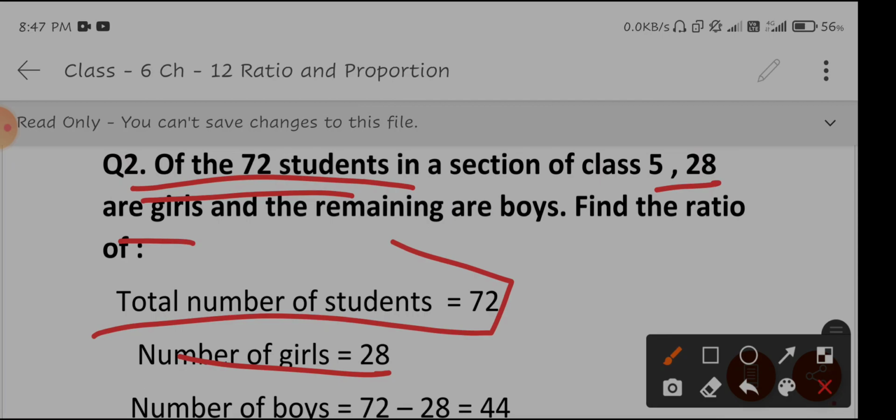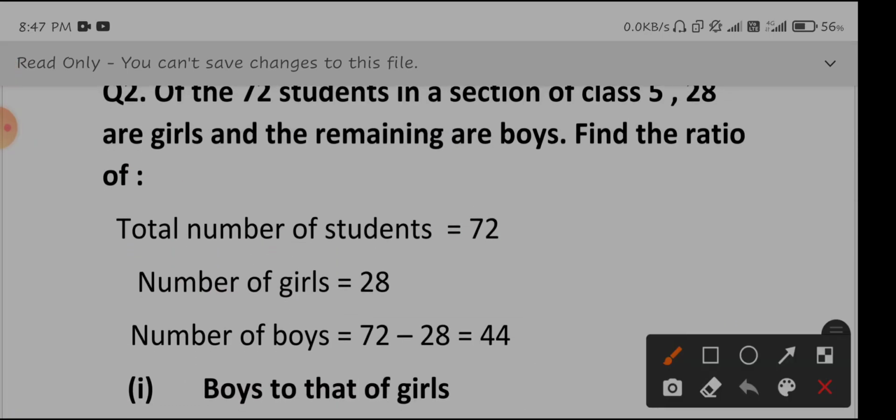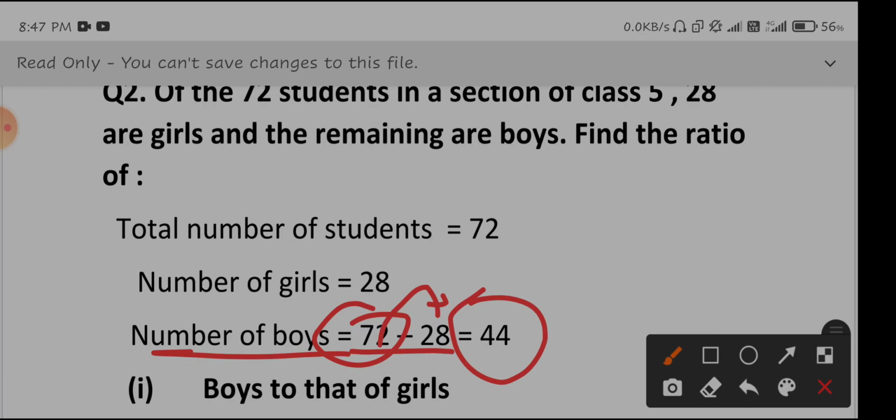अगर टोटल 72 है उसमें से 28 गर्ल्स है तो बॉयज़ कितने होंगे? हाउ कैन यू फाइंड बॉयज़? टोटल माइनस नंबर ऑफ गर्ल्स. So 72 minus 28 which is equal to 44. It means out of 72, 28 are girls and 44 are boys.